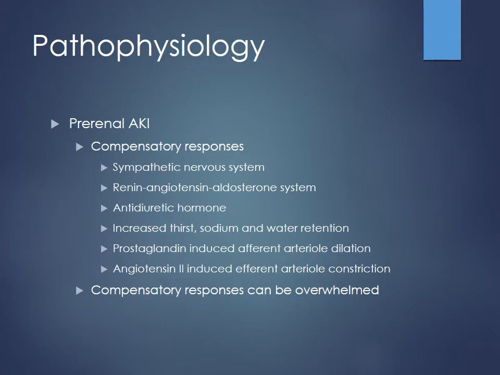And then you're going to see more prostaglandins used to help dilate that afferent arteriole, and then angiotensin 2 is going to be used to constrict down on the efferent arteriole, right? So this is where you can see these medications can be affecting that. A lot of times, though, you can see those compensatory mechanisms being overwhelmed, and the patient's still going to be hypoperfusing regardless of how well they're trying to compensate for that.